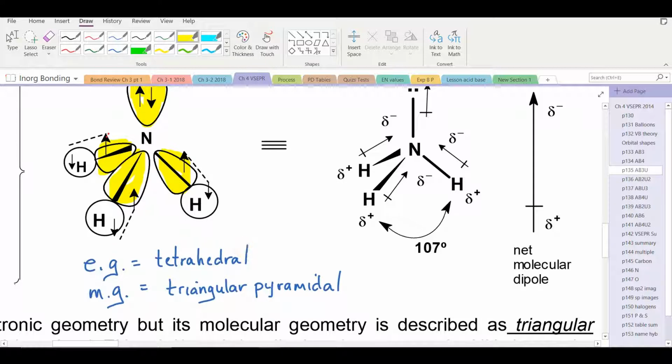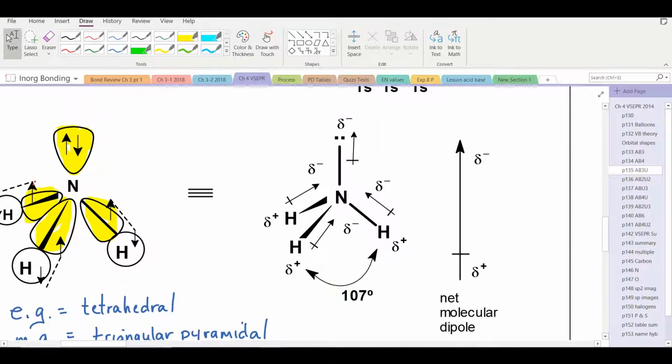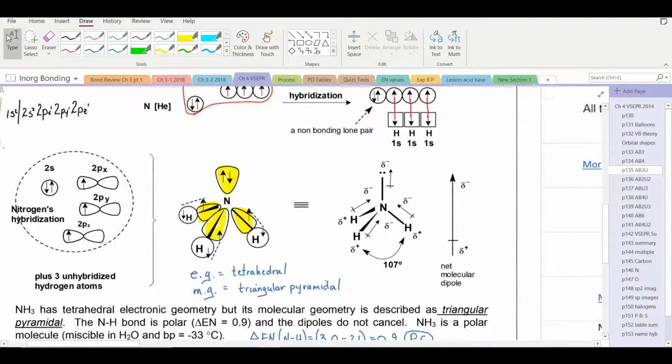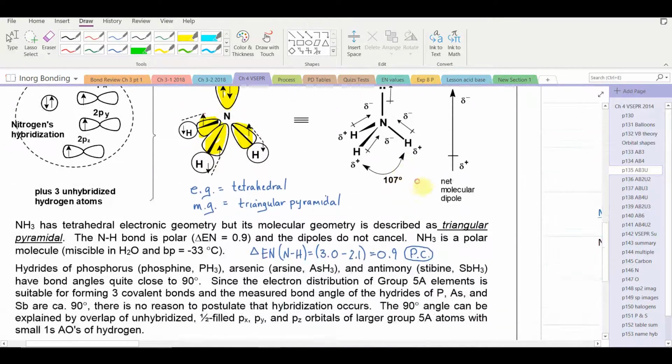The molecular geometry, which refers to the arrangement of the atoms, would be triangular pyramidal. There are significant dipoles in the nitrogen to hydrogen bonds, and there's also a dipole pointing toward the electron pair from nitrogen. These dipoles don't cancel. There is a significant net dipole. Ammonia is a very polar molecule, very soluble in water. So valence bond theory does account for the shape.